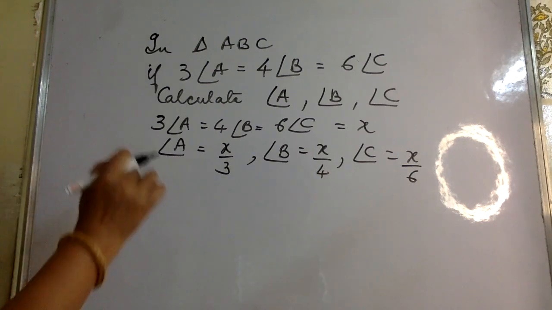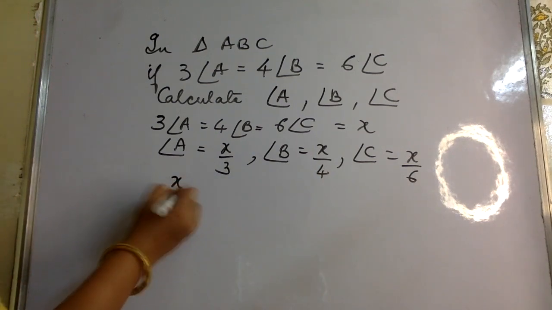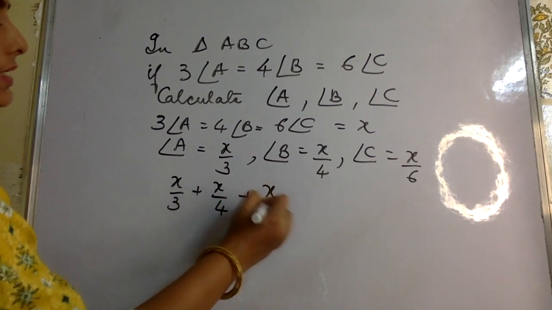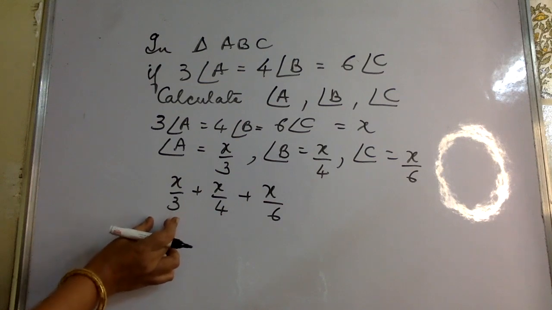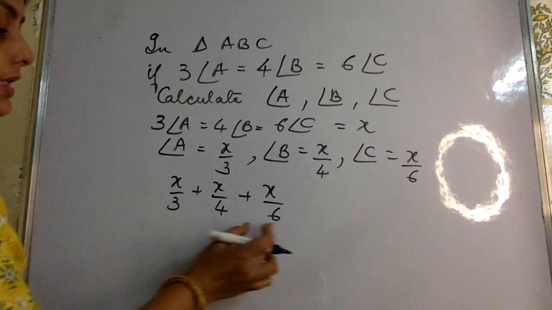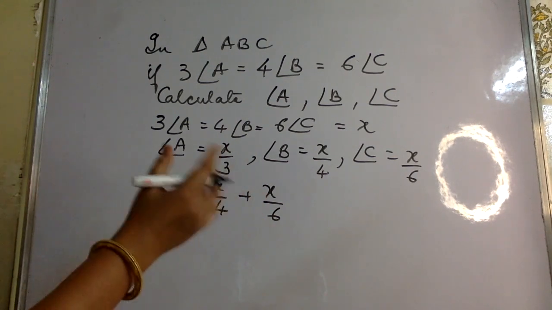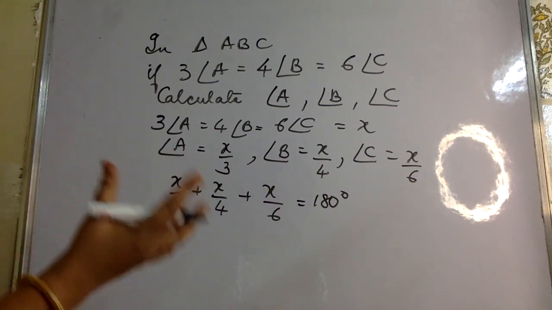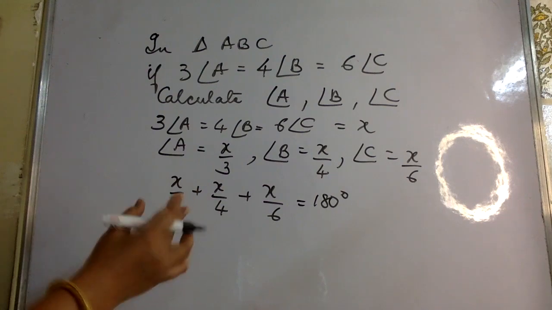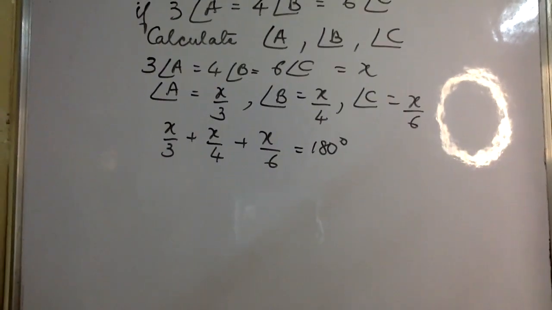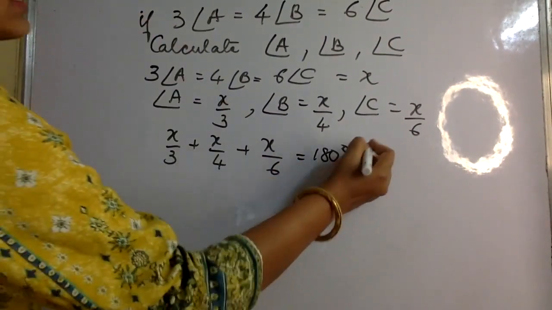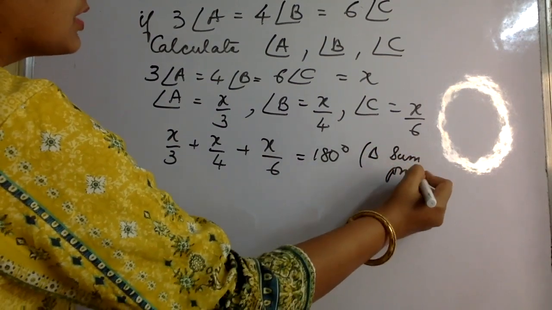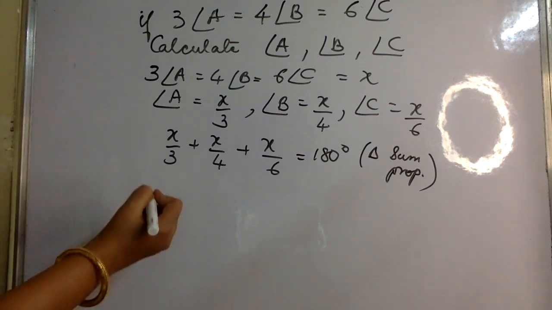Now what am I going to do? x by 3 plus x by 4 plus x by 6. Why am I taking x by 3? This is A, B and C. So A plus B plus C is already equal to 180, because they are the angles of a triangle. So this is 180. This is coming from the triangle sum property. You should mention the reason like this.